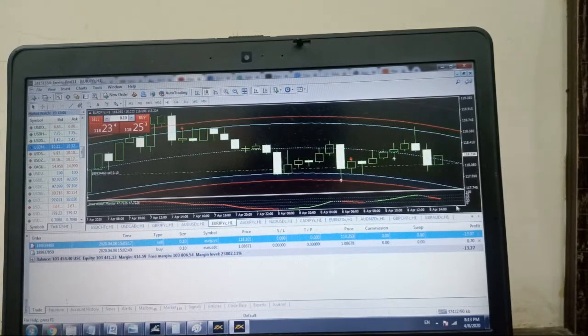Okay, let's wait a little more on Euro JPY. Otherwise, we will close it. We will consider it a fake signal from the trading system.